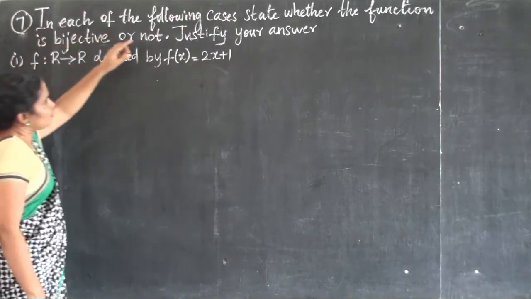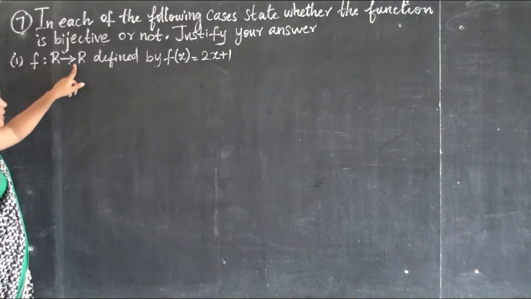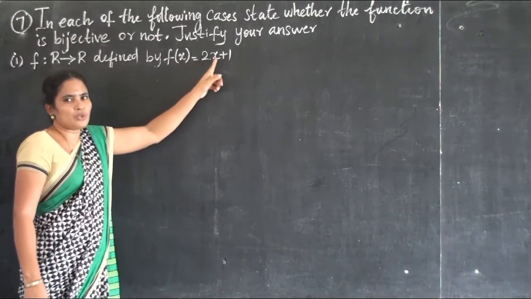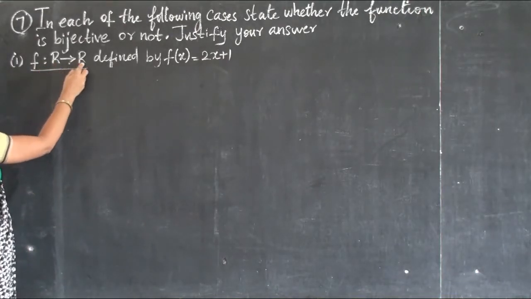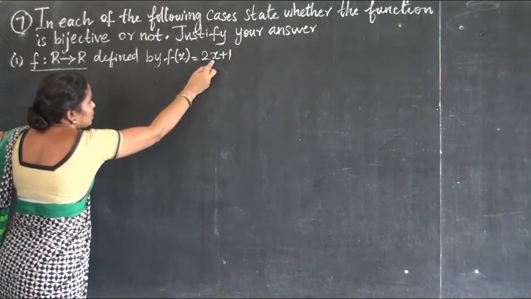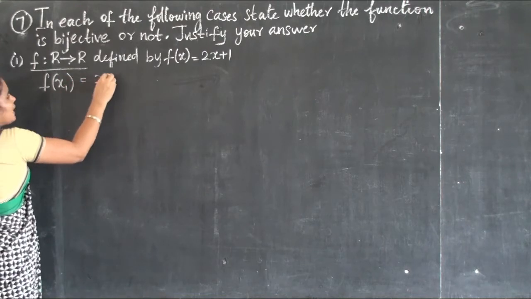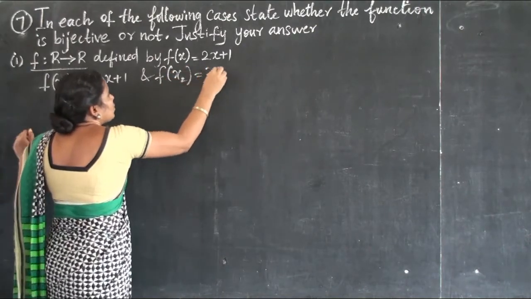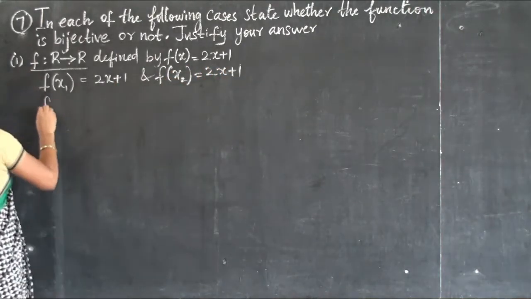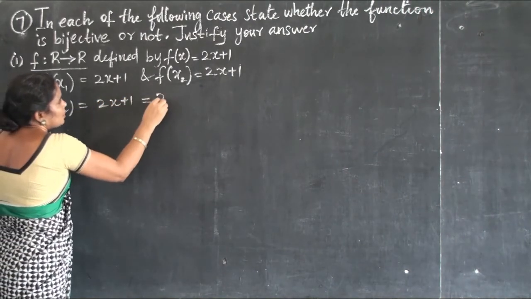Question number 7. In each of the following cases, state whether the function is bijective or not and justify your answer. In question number 1, f such that R to R is defined by f of x is equal to 2x plus 1. Taking f of x1 is equal to 2x1 plus 1 and f of x2 is equal to 2x2 plus 1.